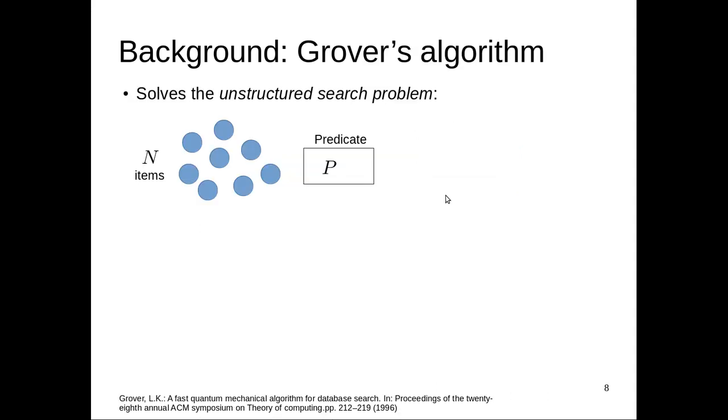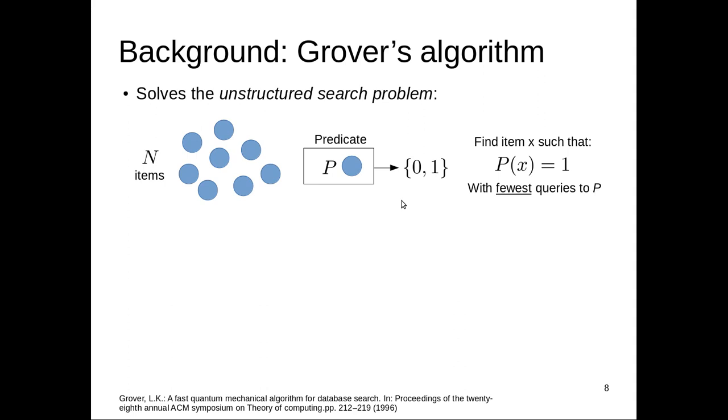The next thing I want to talk about is Grover's algorithm. Grover's algorithm is a quantum algorithm that solves the unstructured search problem. The unstructured search problem can be stated as follows. Given an unstructured list of n items, and a predicate such that when we pass the predicate any item, it outputs either a 0 or a 1. What we want to do is find an item x in the unstructured list such that the predicate evaluates to 1 with the fewest queries to the predicate.